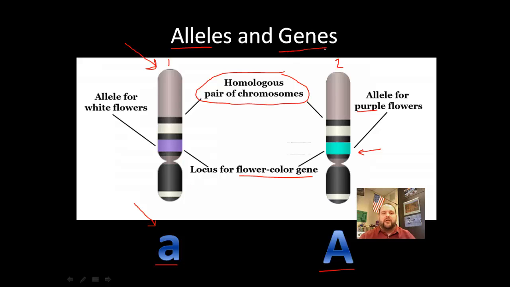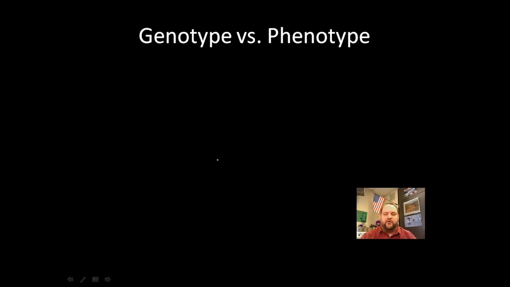A gene is just a location on a chromosome. The alleles are the different pieces of information for that gene. There are two alleles for each gene, and they're each found on a homologous chromosome. Now these alleles we give names to. Some more vocab for us.